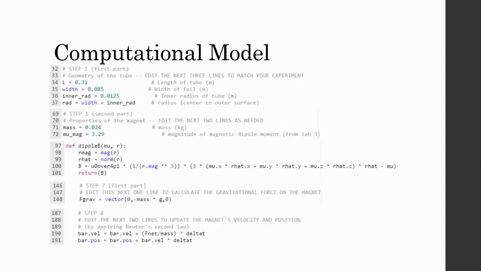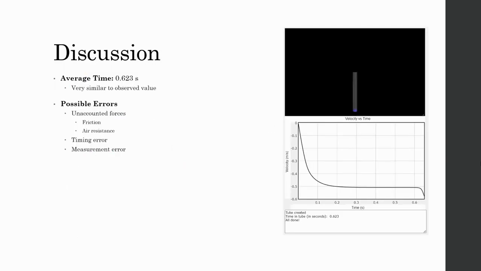Here's the code for the computational model. As you can see, the dimensions of the tube and properties of the magnet are input into the code. The Biot-Savart law is also seen in line 100. After running the code, the computational model is created. The predicted time that it takes for the magnet to pass through is 0.623 seconds. This is very similar to the observed average time of 0.616 seconds.